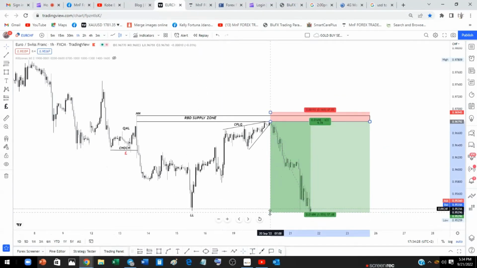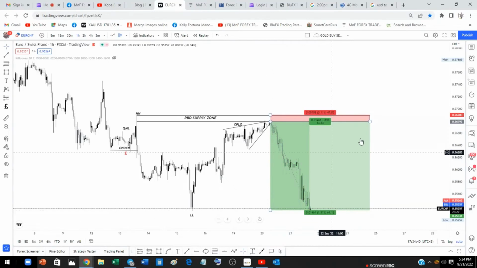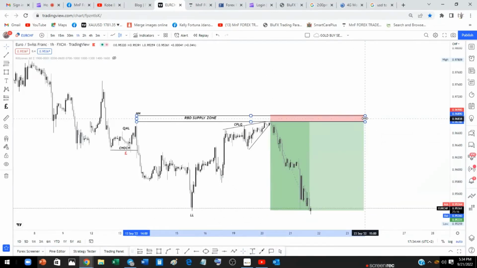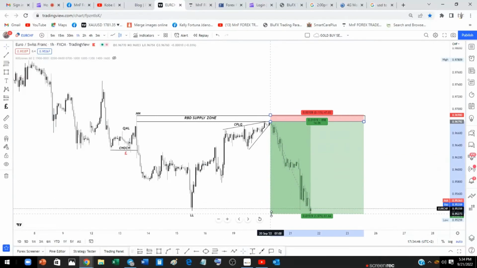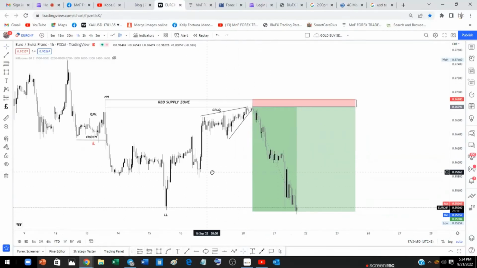My target was here. There's 146 pips right here. And then my stop loss was just above that level. It was literally a 1 to 11. Beautiful, beautiful trade. It turned out amazing. In just 2 days, this trade was able to take profit, and it was beautiful, right? So this is what we had here.